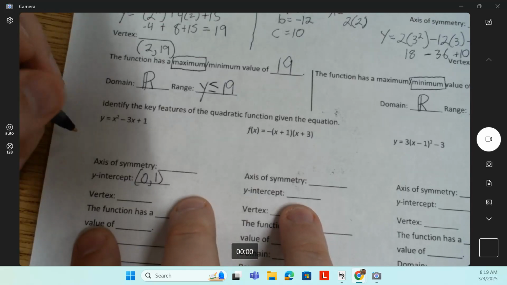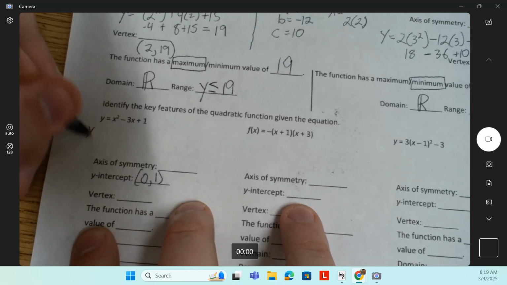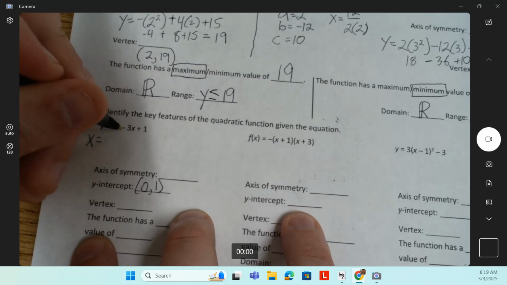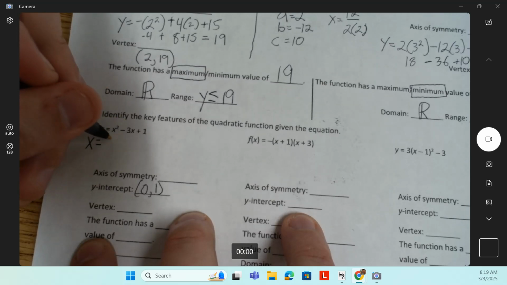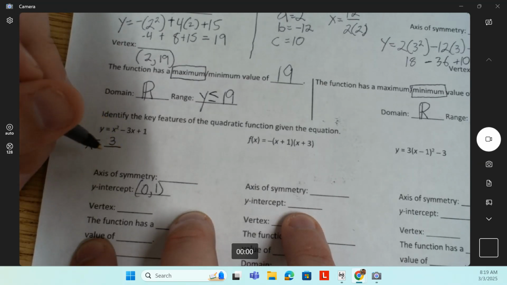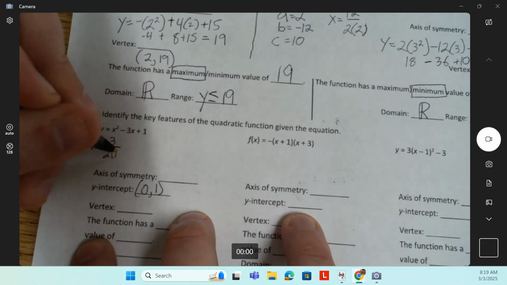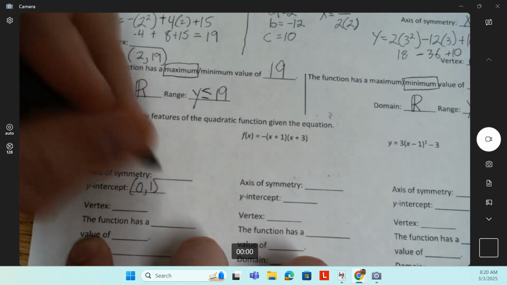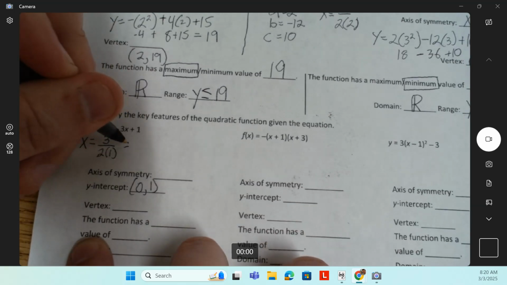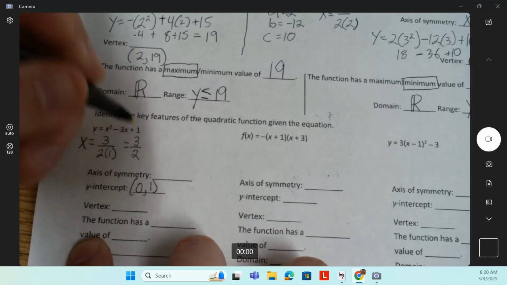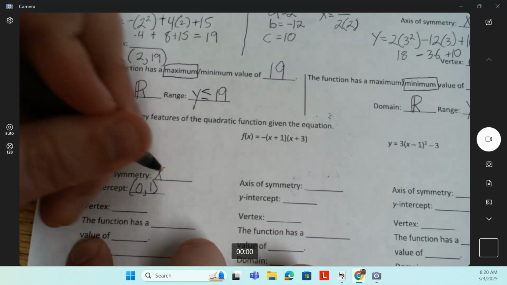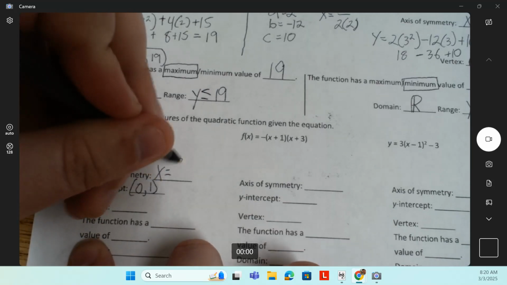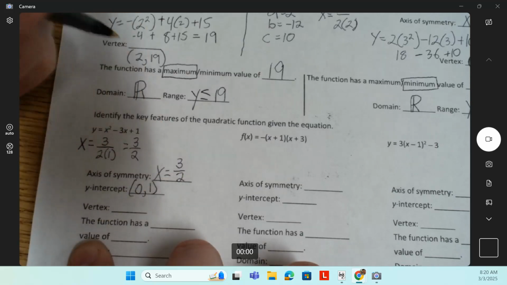And then we'll figure out with our formula the axis of symmetry, x equals -b. So b is a -3, so that means a +3 over 2 times 1. So axis of symmetry is going to be 3 over 2. So you're not always going to get a whole number. You can get a fraction. So x equals 3 over 2.